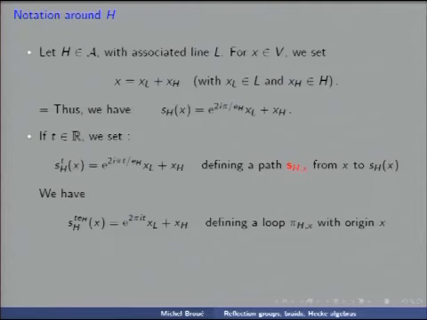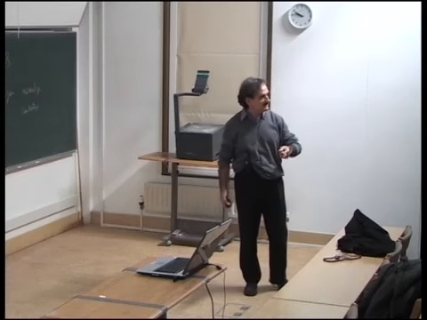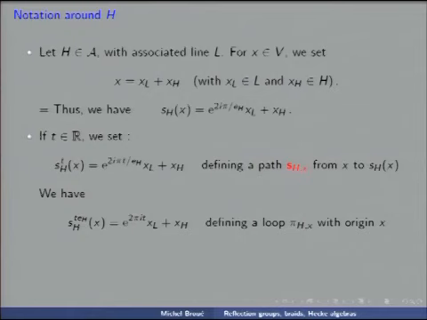And of course, if you raise it to the e_H power, you define a loop, because the extremity is again x. In other words, this loop, which I call pi_H,x, because the base point is x and it turns around H, gives you this formula in the pure braid group.